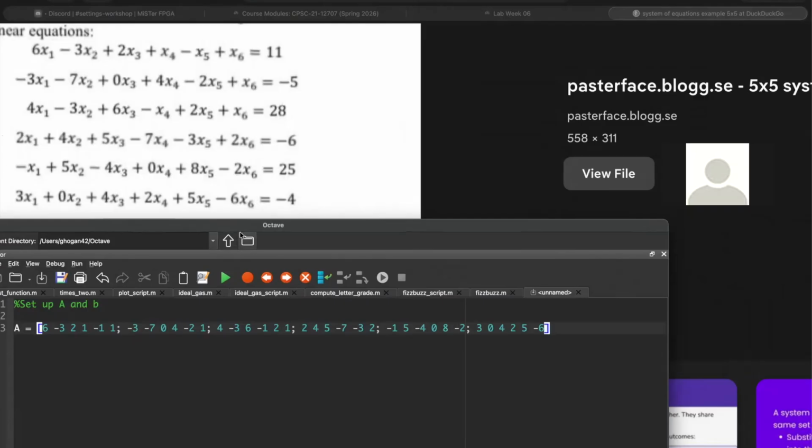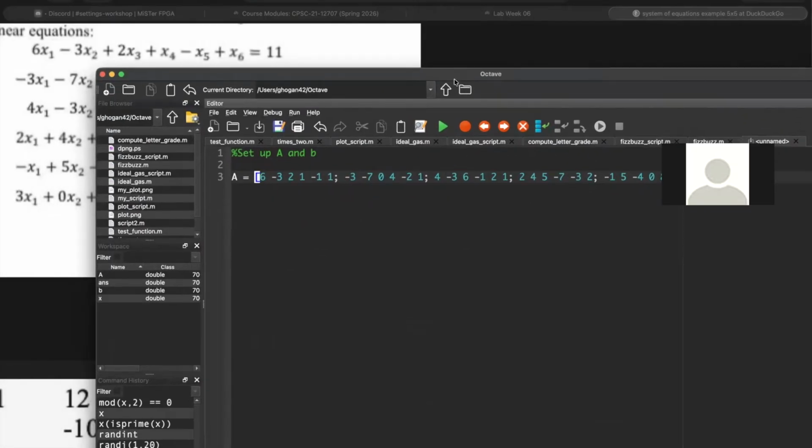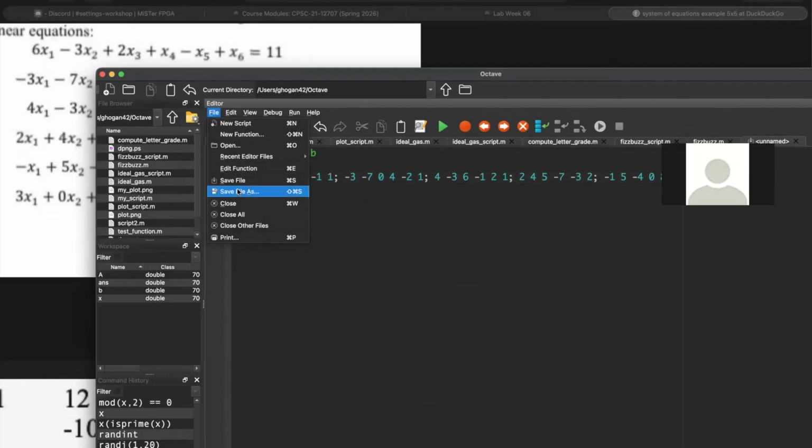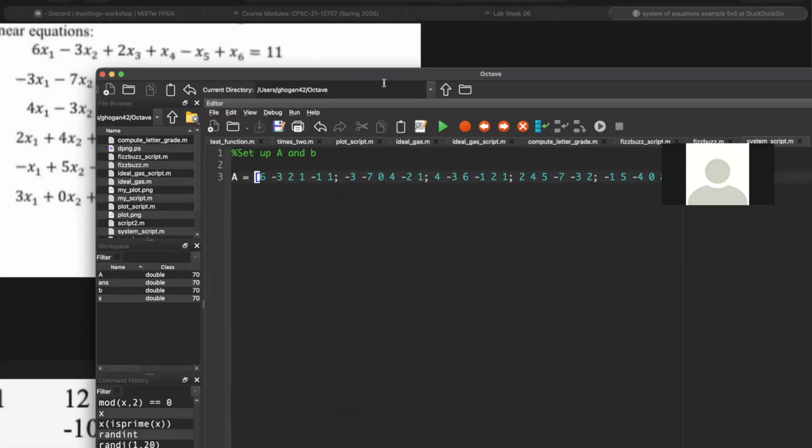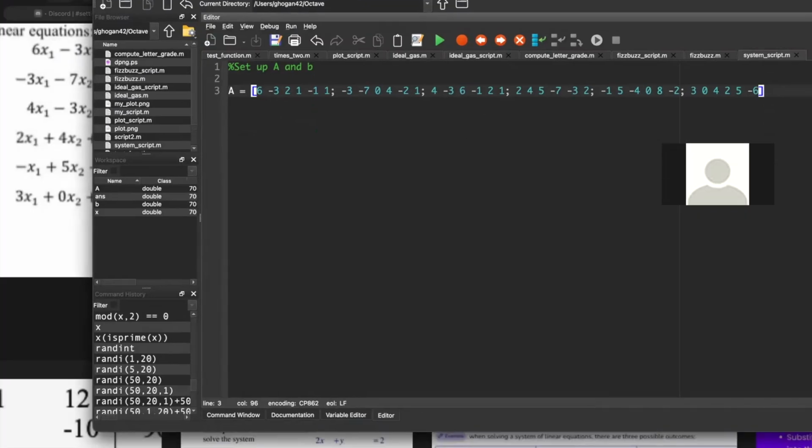There we go. So the advantage of putting it here is that I typed it once. And I can just save this file, save file as, and I can just call it, let's say, system script.m, something like that.